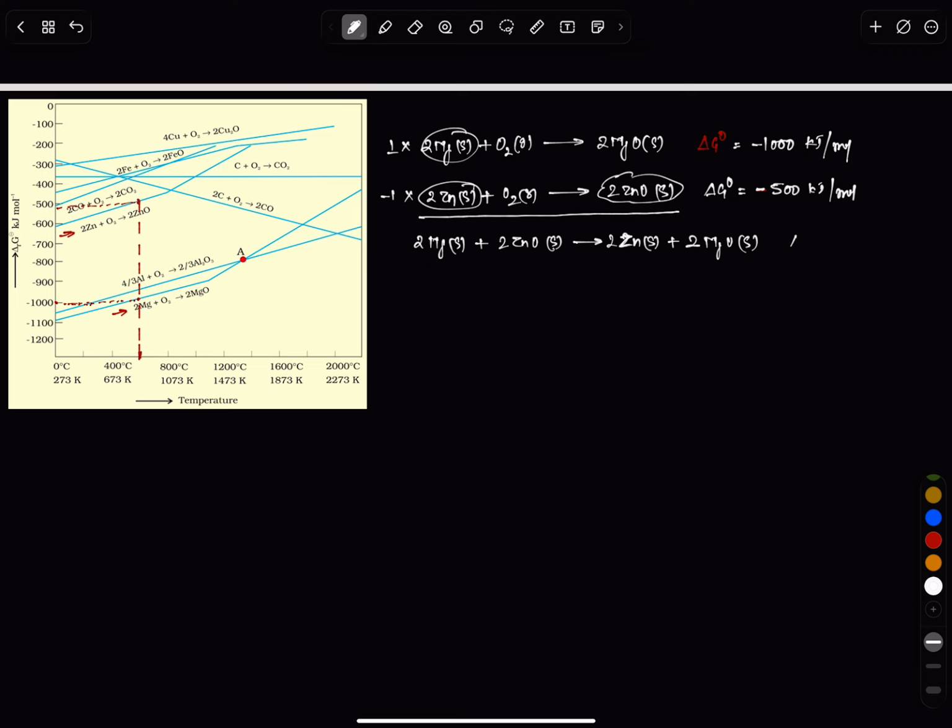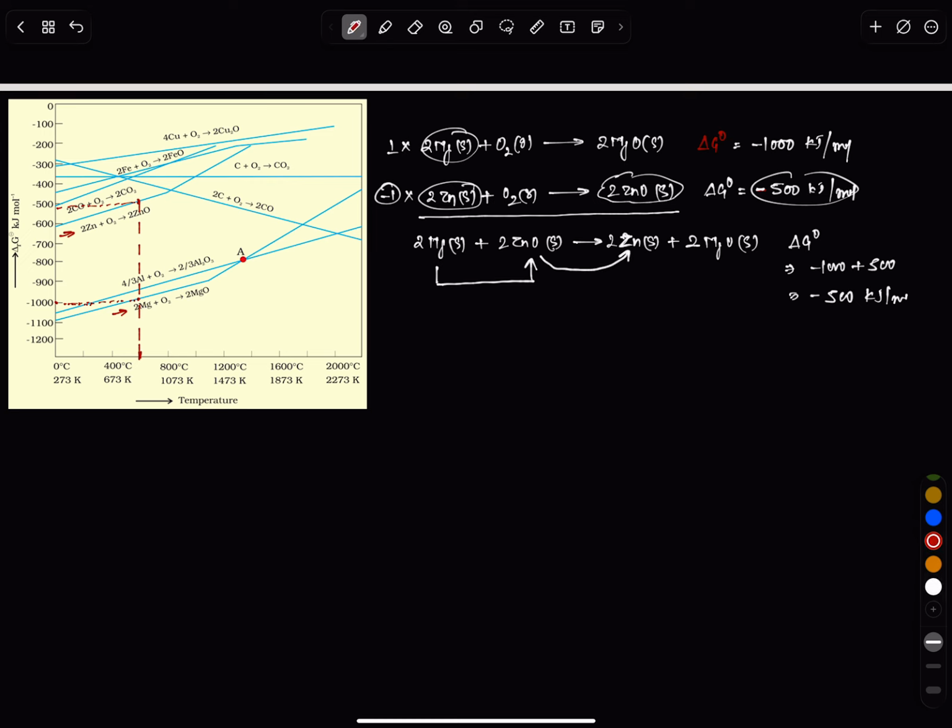If you calculate delta G naught for this reaction, it is minus 1000 plus 500. Why plus 500? Because minus 1 multiplied with 500 becomes minus 500, and subtracting it gives plus 500. So it will be approximately minus 500 kilojoule per mole. For this reaction, delta G naught is negative, which means the process is spontaneous. In this process, magnesium is able to reduce zinc oxide into Zn.